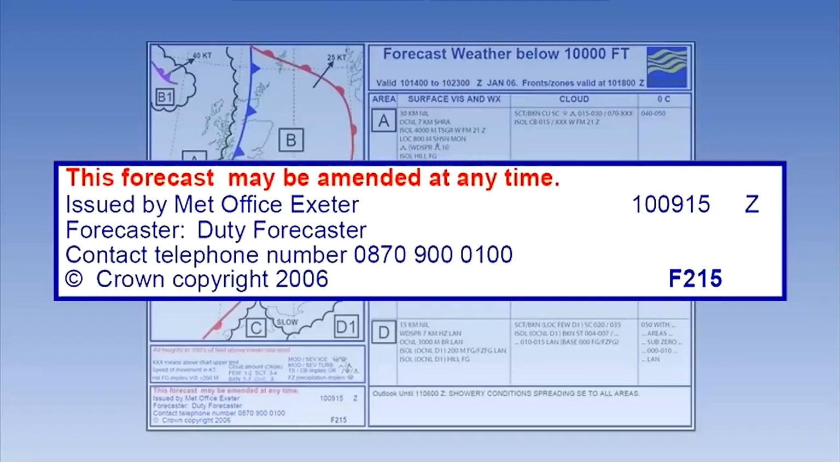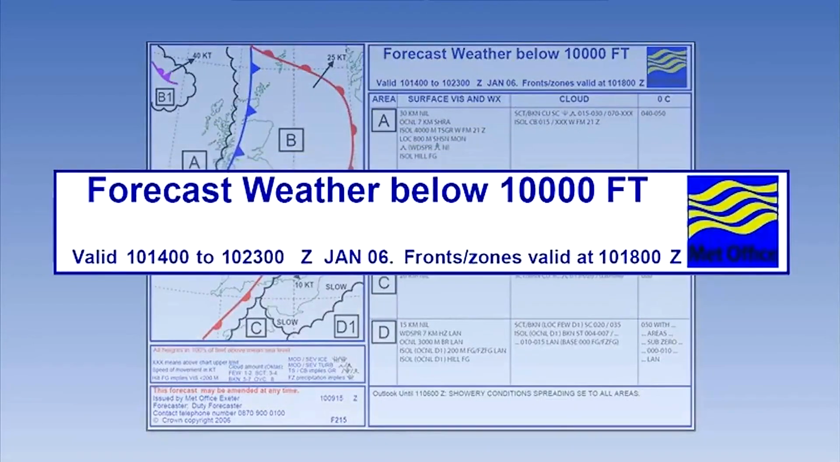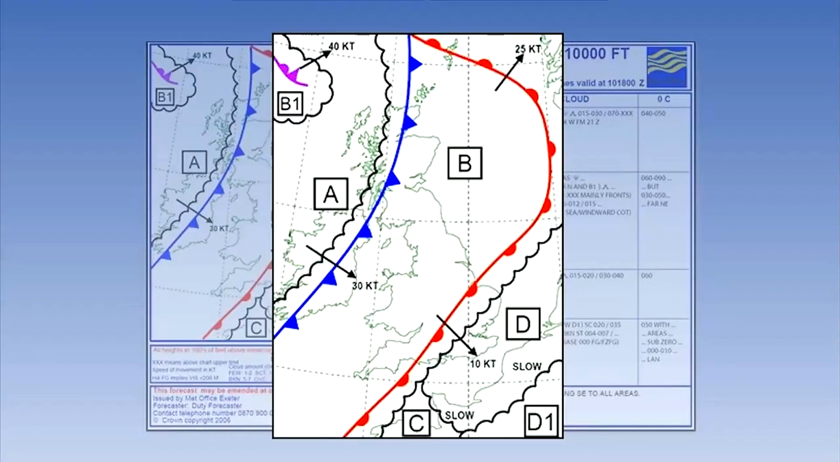Each chart is released about 5 hours before its validity period begins, and it stays current for a full 9-hour block. The exact validity period is always highlighted clearly at the top of every chart. For instance, look at this example. It's valid starting at 1400 Zulu on the 10th of January, running all the way through to 2300 Zulu that same day.